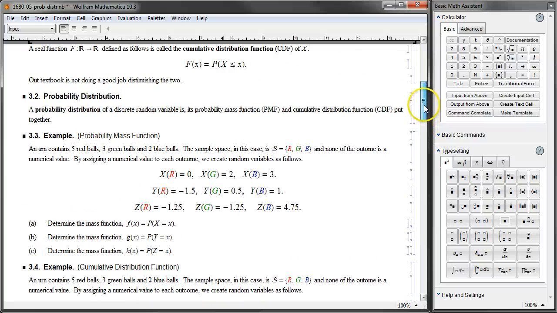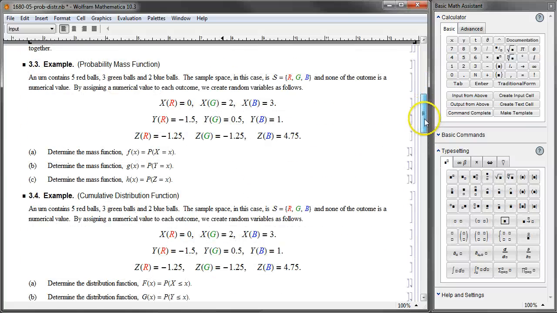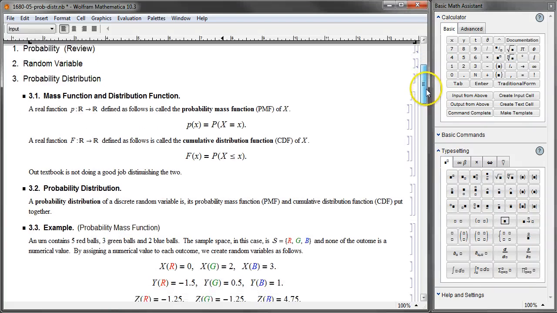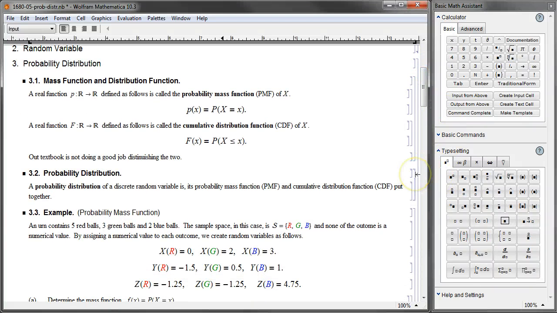In this video, we discussed probability mass function and cumulative distribution function. We can do something similar for a little bit more complicated systems as well, and that's going to be the topic of the next segment of the video. And one more. By the probability distribution of a discrete random variable, we're going to mean its probability mass function and the cumulative distribution function put together.